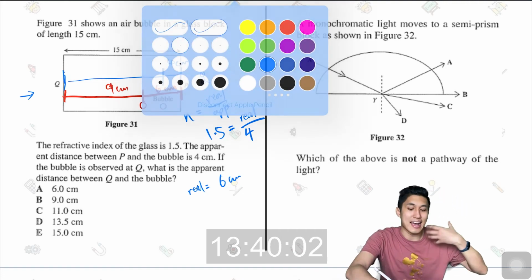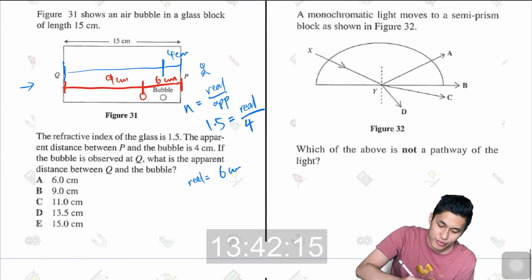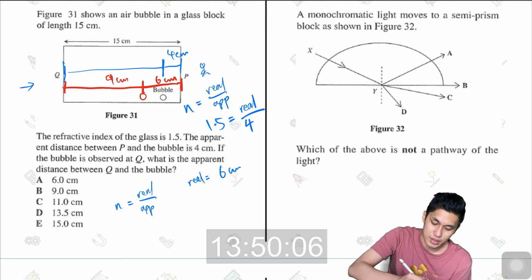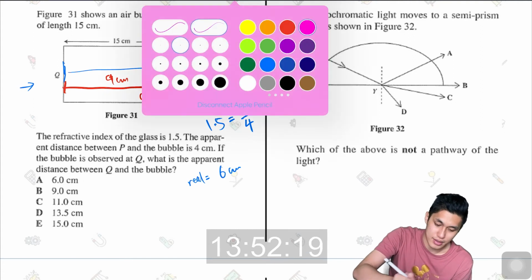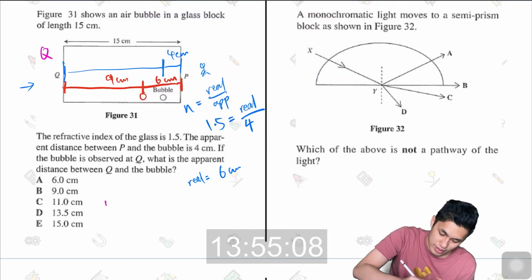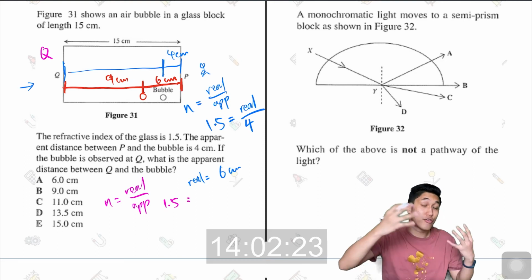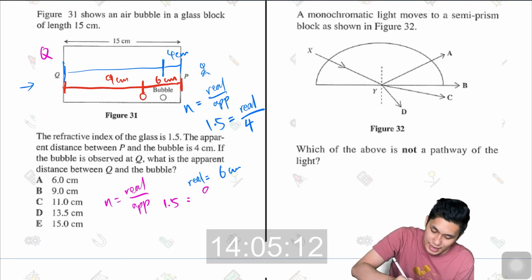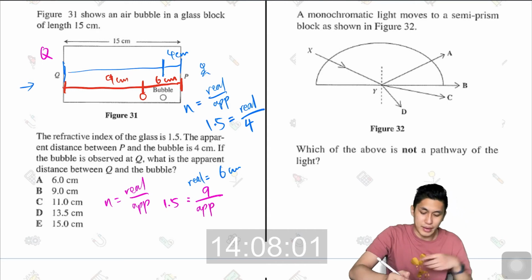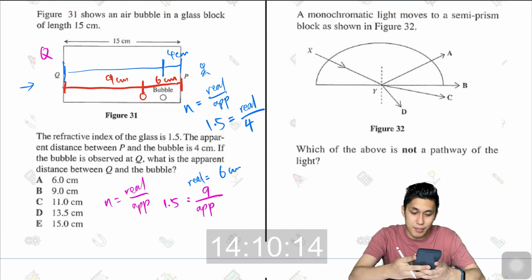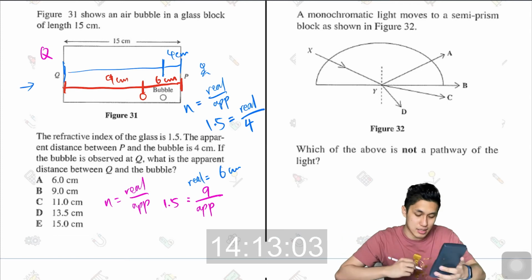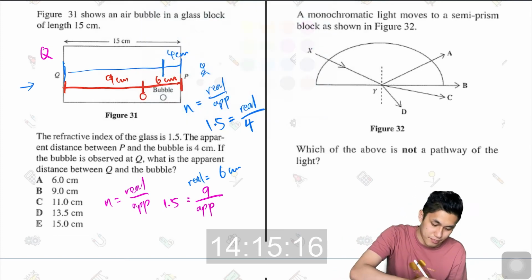So when you are standing at Q, okay, the refractive index is still real divided by apparent. Okay, this is at Q. I'm going to use another color for Q. Okay, let's say purple. So n is equal to real divided by apparent, and n is 1.5. The real depth now from Q, remember you're standing at Q, is 9, and the apparent depth is what we're trying to find. So apparent depth will be 9 divided by 1.5, that's 6 cm.